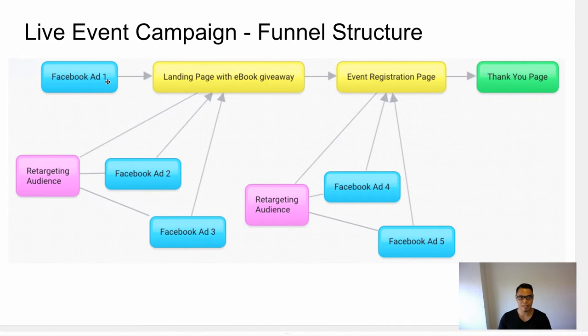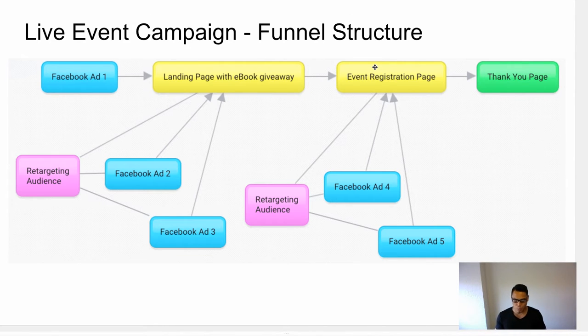Again, from Facebook ad number one, they go to the landing page and put their name, surname, email, and phone number, and then they will be taken to the event registration page. Now you're probably asking, why are we getting name, surname, email, and phone number if we're giving an ebook? And this is a good question.